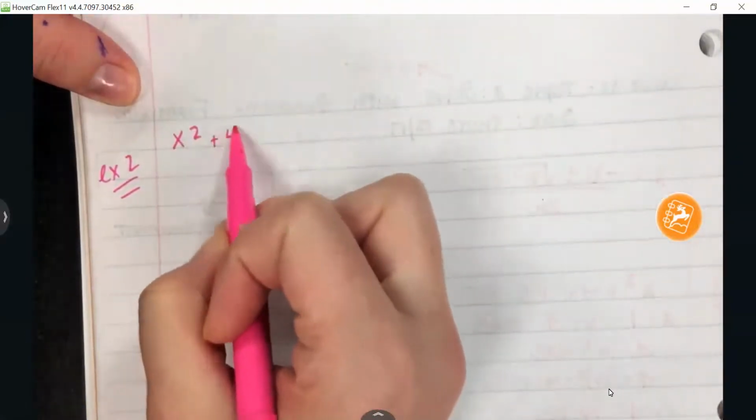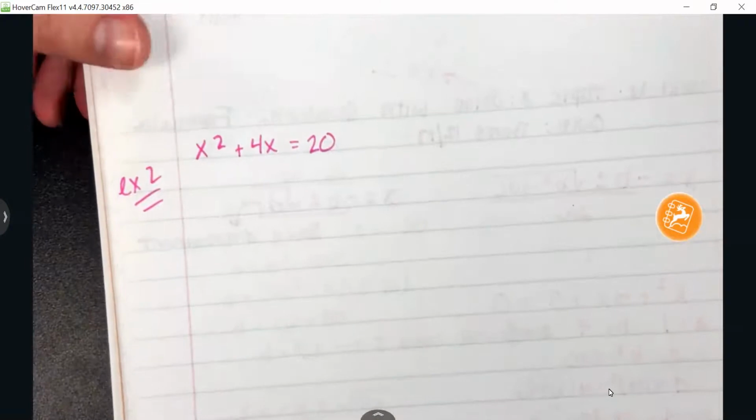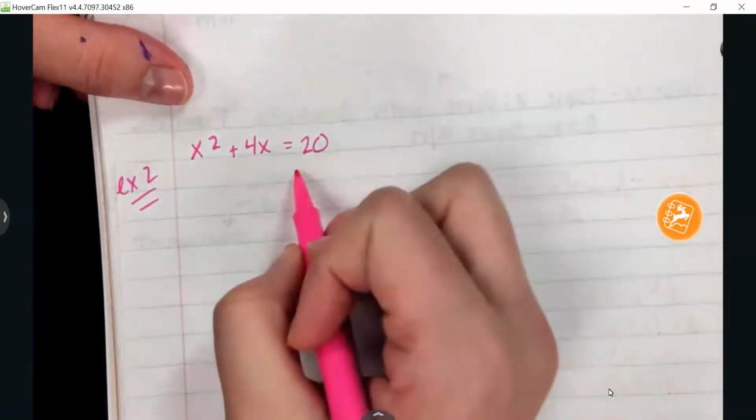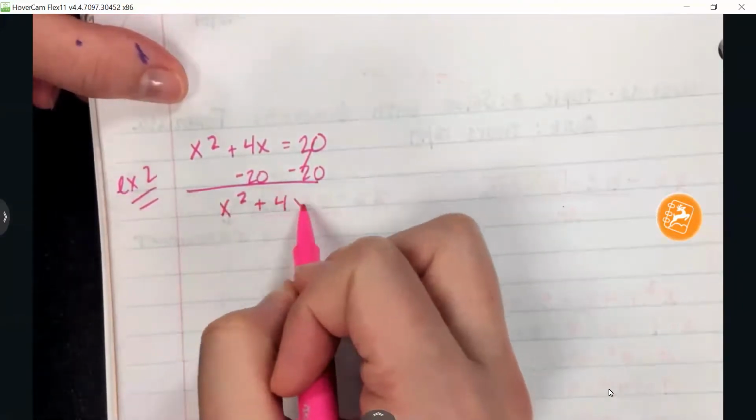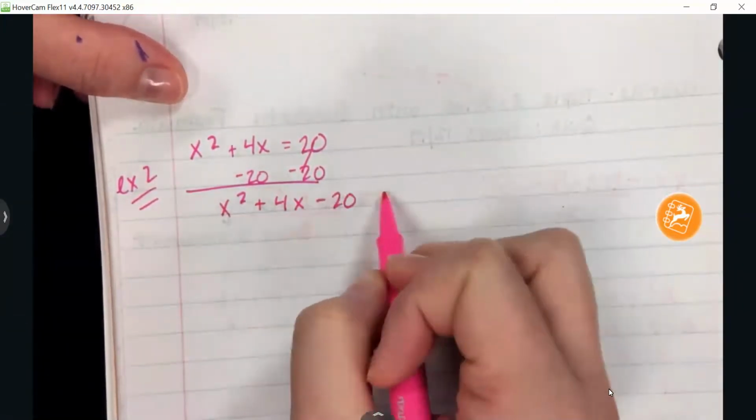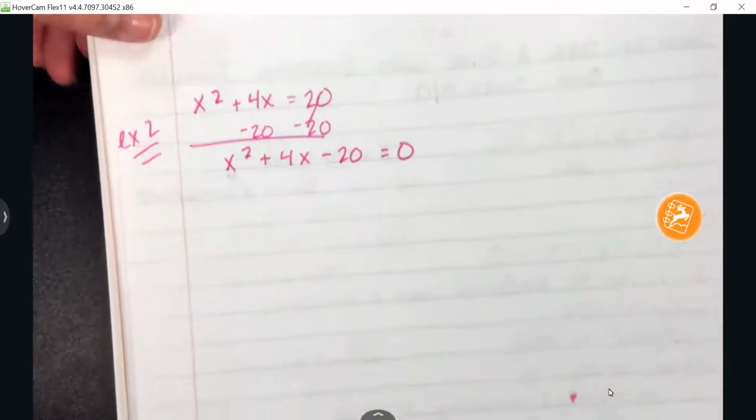Example number 2, x squared plus 4x equals 20. Is it in order and does it equal 0? How do I make it equal 0? Where does 20 go? First, second, or last? It's going to go last. So I have x squared plus 4x minus 20 equals 0.